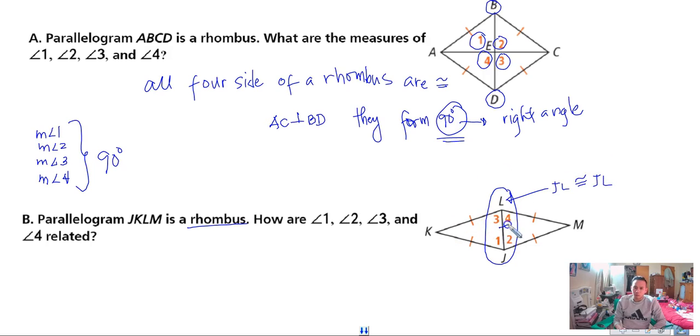This side is congruent, and all of those sides are congruent. Therefore, by SSS, side-side-side, the two triangles involved in your rhombus are congruent. Triangle JKL is congruent to triangle JML by SSS. So I'll just write there: angle 1 is congruent to angle 2.